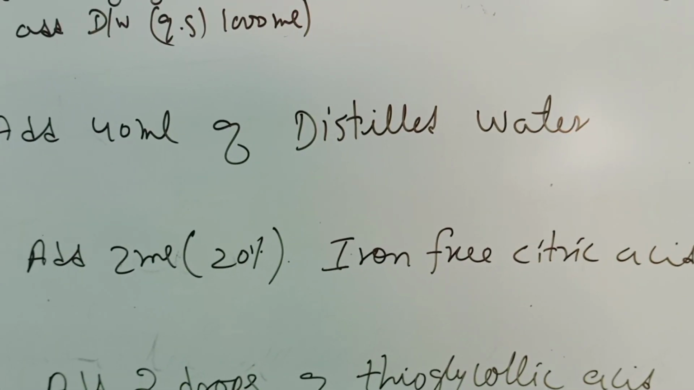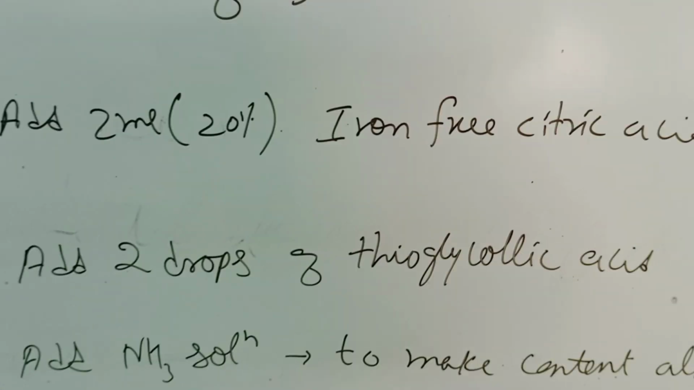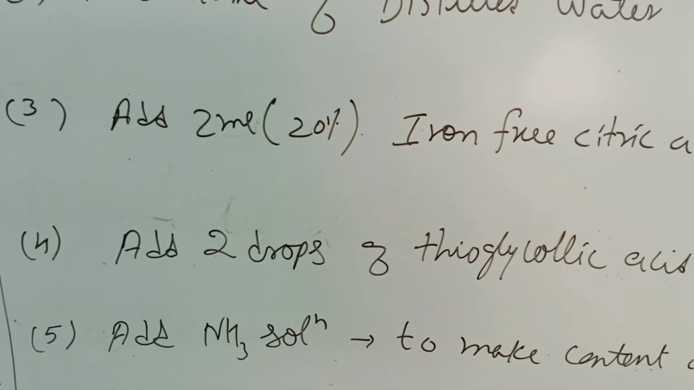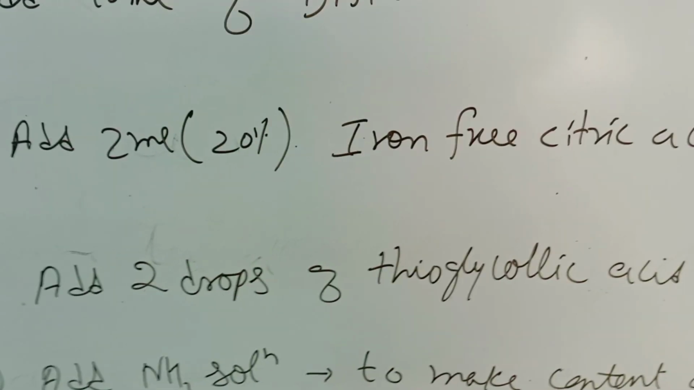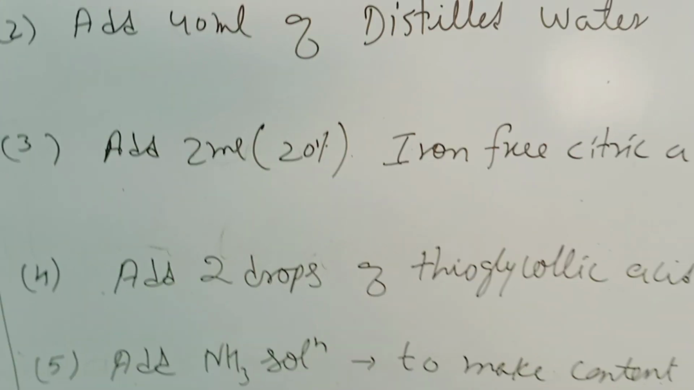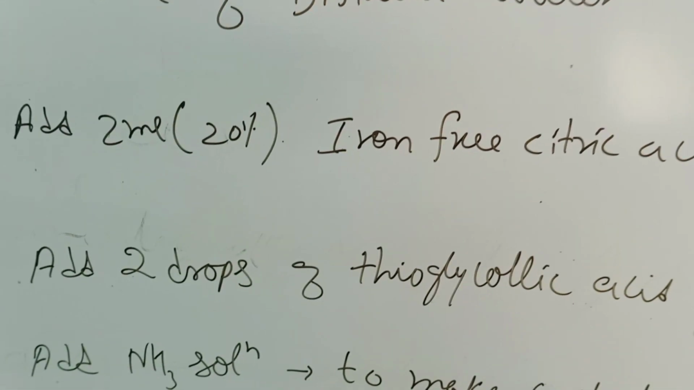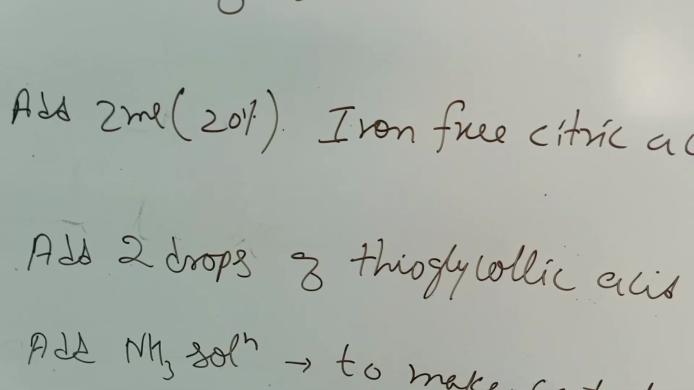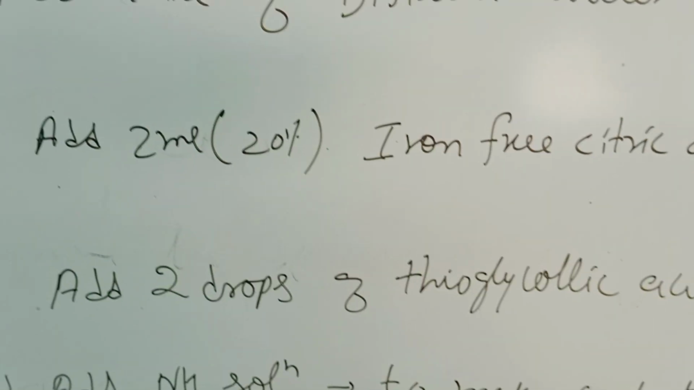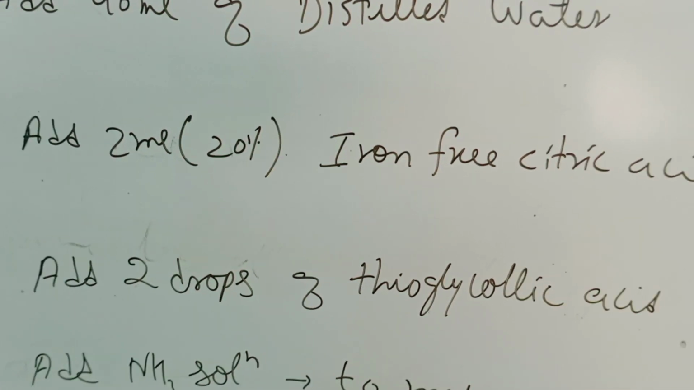So once we are done with the iron free citric acid, we have to add 2 drops of thioglycolic acid. While adding the thioglycolic acid, sufficient precaution has to be taken, because thioglycolic acid has a very irritating, sharp smell, and also it is an acid, so it should not come in direct contact with the person who is ultimately performing this limit test.